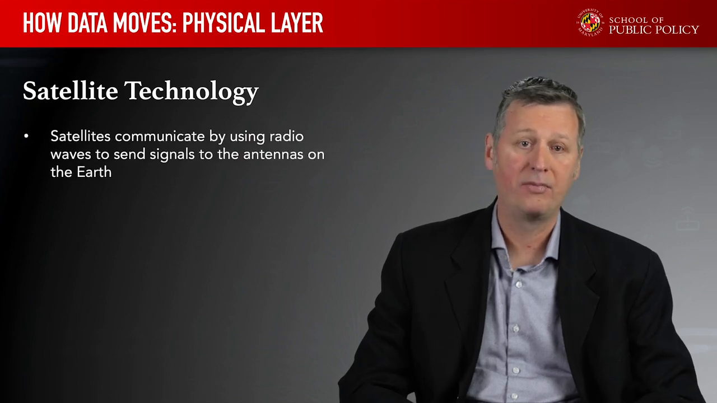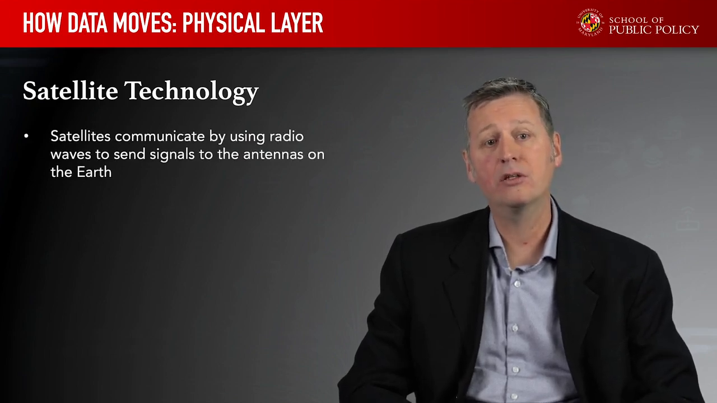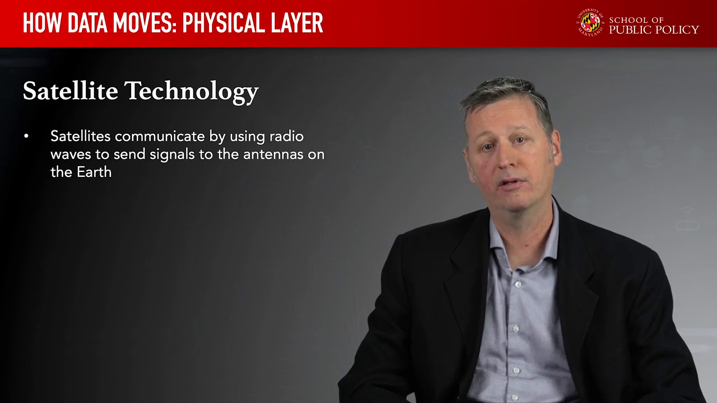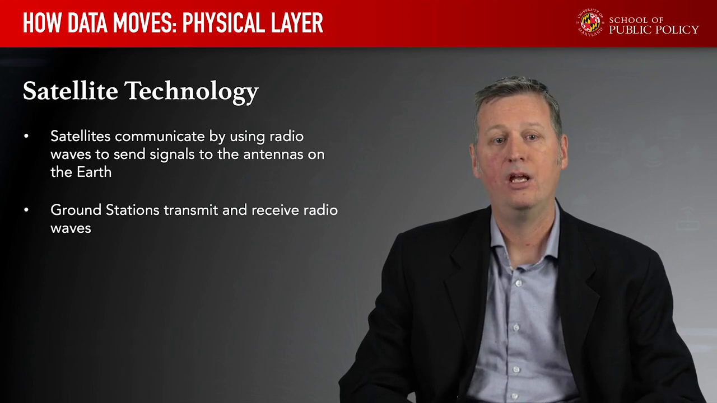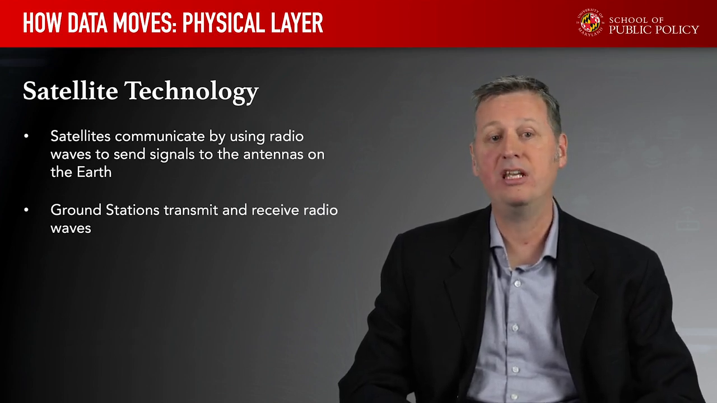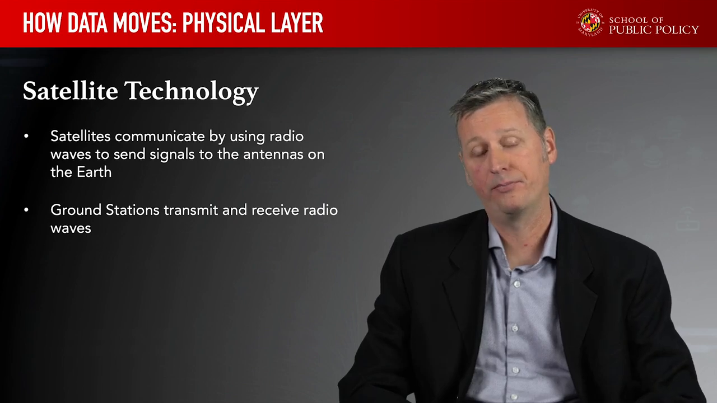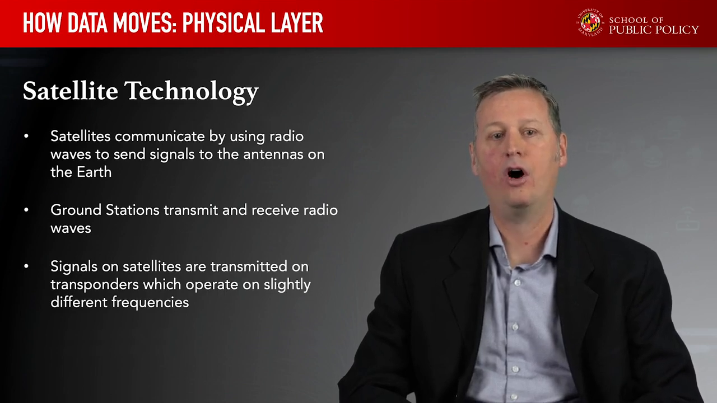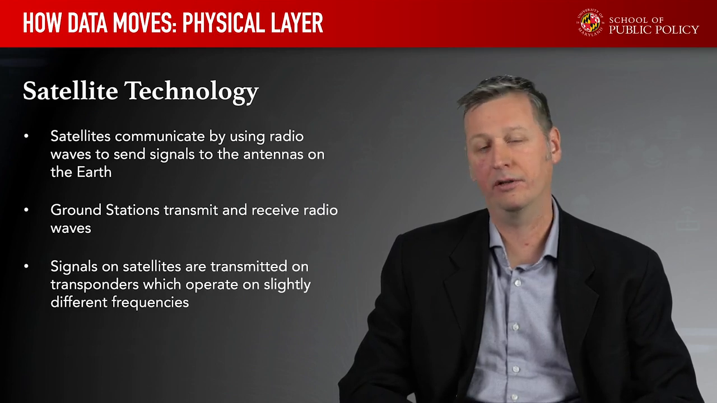Satellite technology. Satellite technology incorporates radio waves. Satellites communicate by using those radio waves to send signals between antennas on the Earth and the satellites that are going around the Earth. Ground stations transmit and receive those radio waves. And signals on the satellites are then transmitted on what are called transponders, which operate on slightly different frequencies to different points on the Earth.